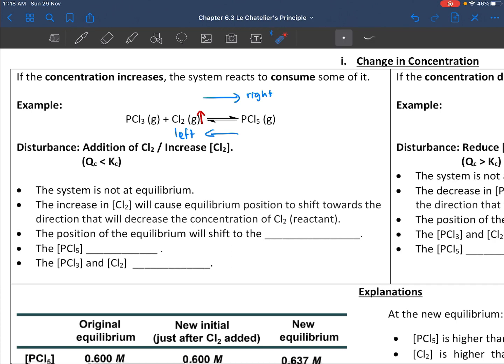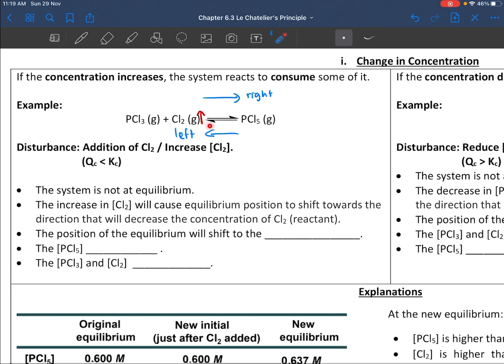Kalau saya shift to the left, maksudnya daripada PCl5 akan menghasilkan lebih banyak Cl2 dan PCl3. So end up, Cl2 tadi bukan makin berkurang tapi makin bertambah, sebab PCl5 ni menghasilkan lagi Cl2. Tak boleh lah, sebab our aim sekarang sistem ni diganggu dengan cara increasekan concentration Cl2, so kita nak reducekan concentration Cl2 so that kita boleh capai equilibrium balik.